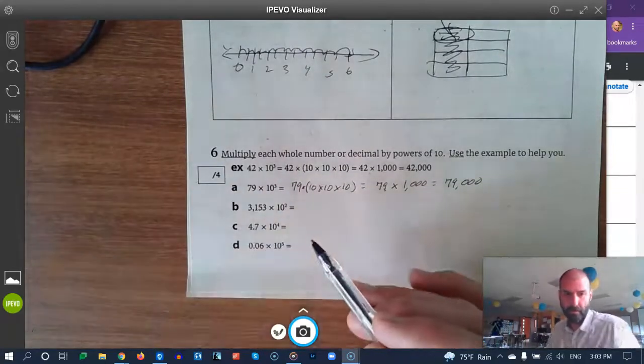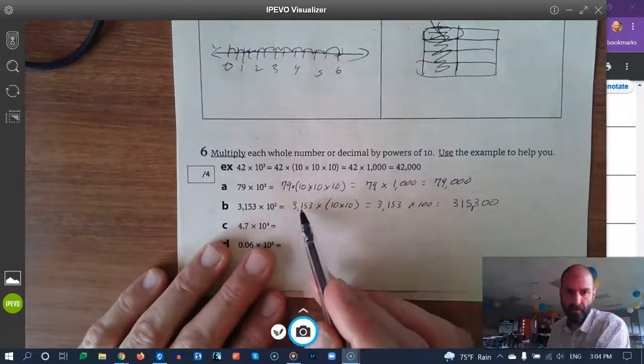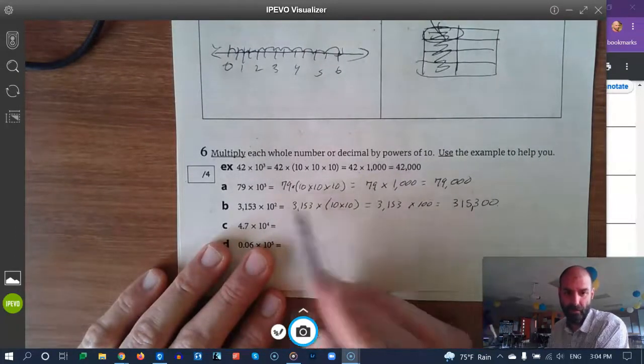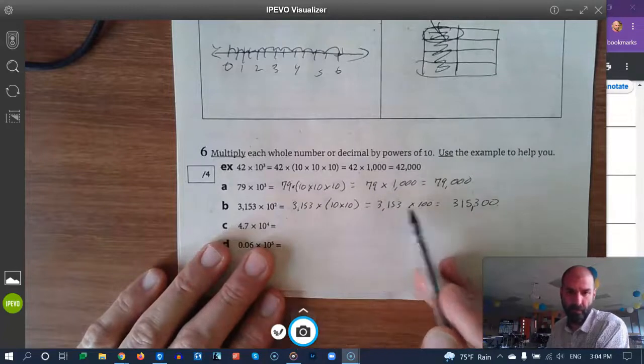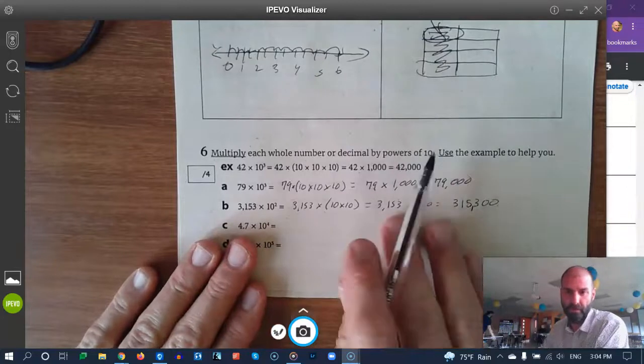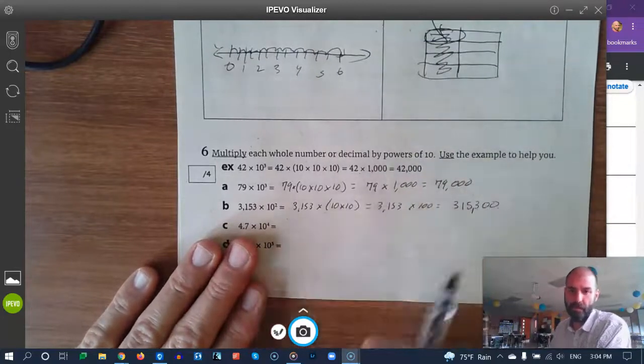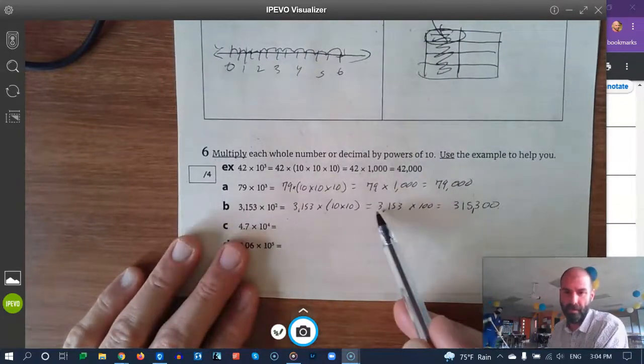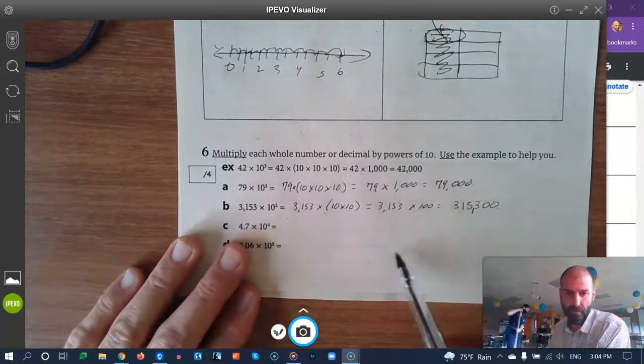3,153 times 10 to the second. So that is 3,153 times 10 times 10, that's 10 squared, which is 3,153 times 100, which is equal to 315,300, because again, those digits are shifting 2 spots to the left. My 3 started in the thousands, it ended in the 100,000s, because that's 2 spots to the left.